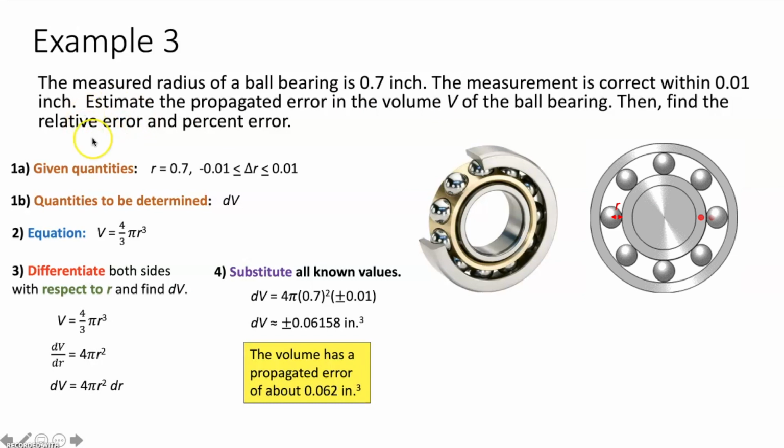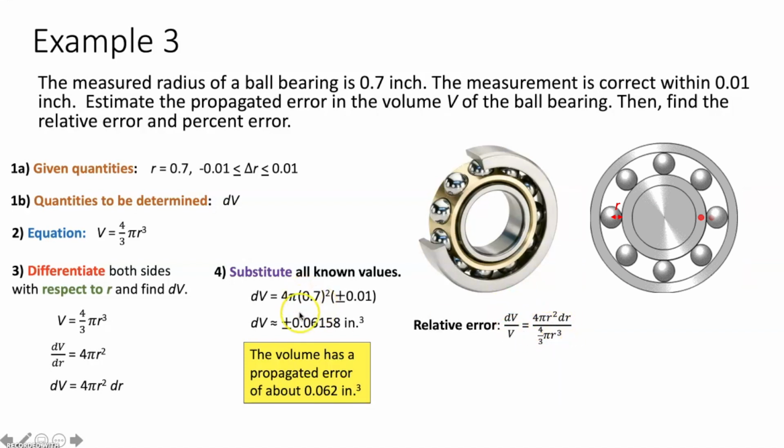We also need to find the relative error and percent error. So let's start with the relative error. Relative error, in this case, is going to be dV over V. Now, instead of just using this rounded formula that I had here, I'm going to plug in what I know. dV is equal to 4 pi r squared dr, and I know that V is equal to 4/3 pi r cubed. So when I create an equation with dV over V, it looks something like this.